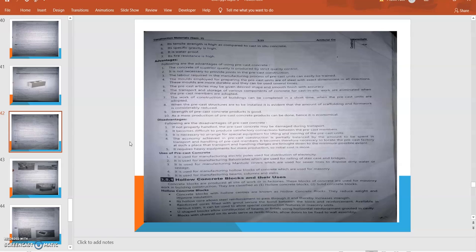Then hollow concrete blocks. These hollow concrete blocks have very less weight as compared to the other blocks. And for making the hollow concrete blocks, we are using fly ash, then blast furnace slag. So this material can be recycled and reused for hollow concrete block construction. And these types of blocks are mainly used in malls or buildings or in partition walls because it reduces the overall weight of the building. Okay.